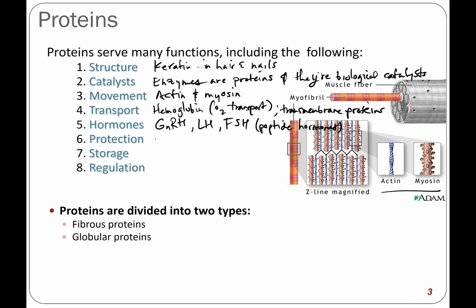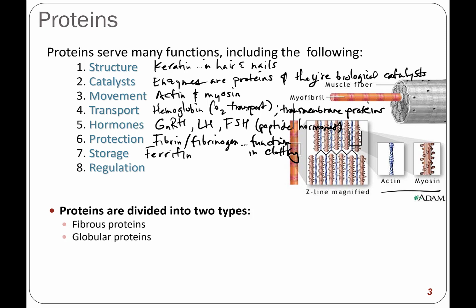So protection. Let's think about an example I often give, these two. Fibrin and fibrinogen are proteins that function in clotting, so blood clotting, and that certainly is a sort of protective mechanism for us. So there are some examples there. Storage. I think we have one of these upcoming slides. Ferritin is an example of a storage protein. It stores iron. So we'll see that that's an important storage protein.